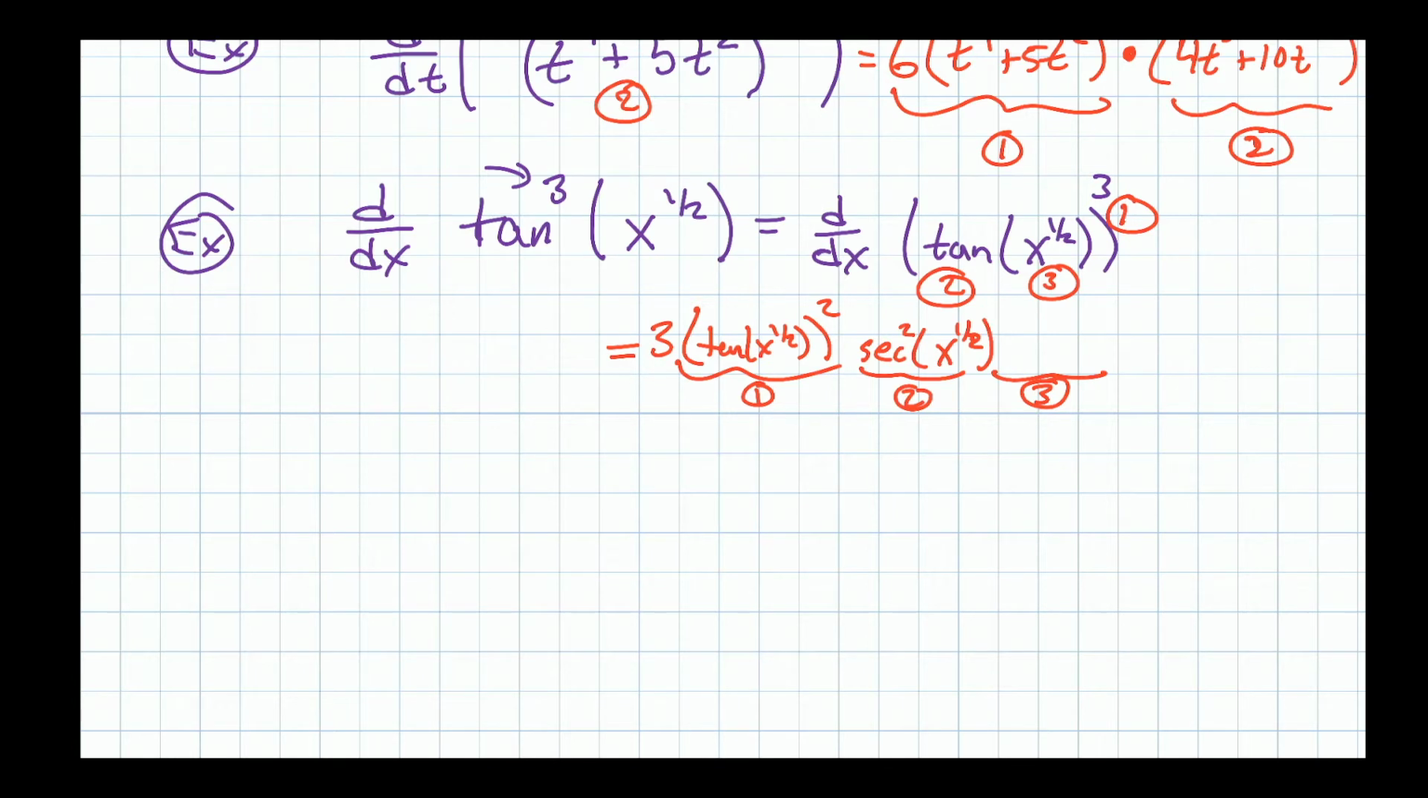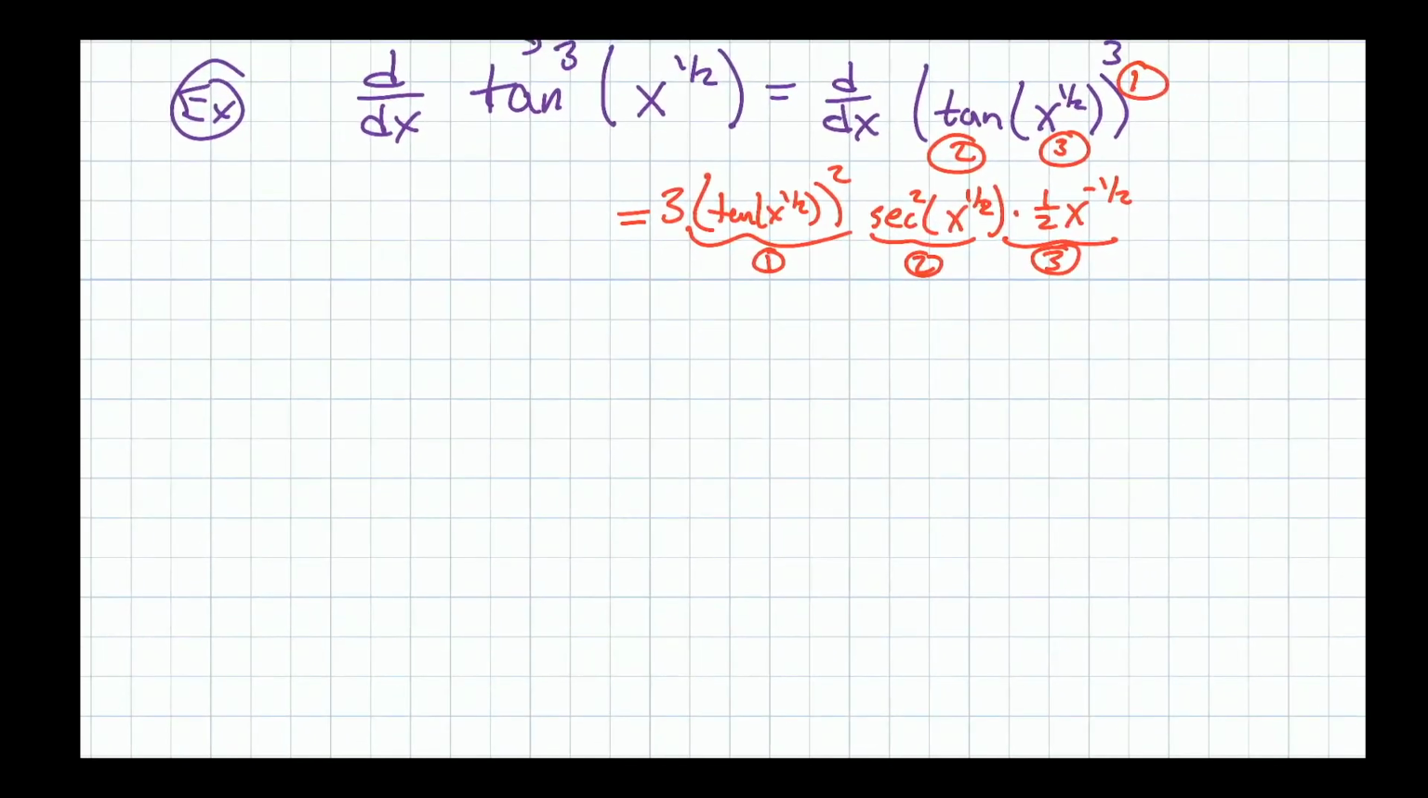Okay, well now you have to multiply by the derivative of what's inside that. So what's the derivative of x to the 1/2? It's power rule. It's 1/2 x to the negative 1/2. Okay, so 3 functions, so 3 derivatives, and you do them in order.